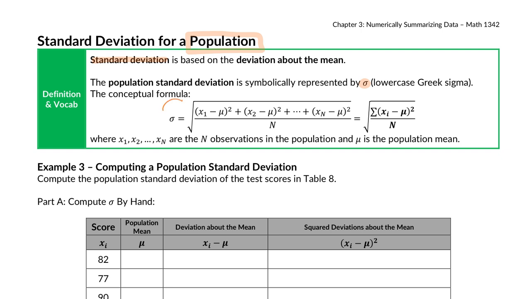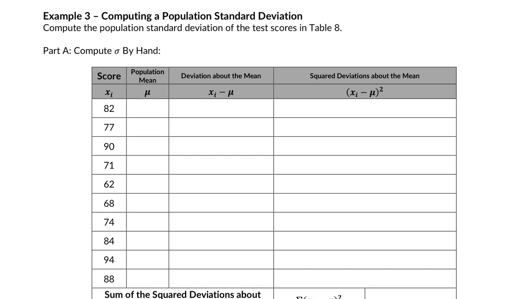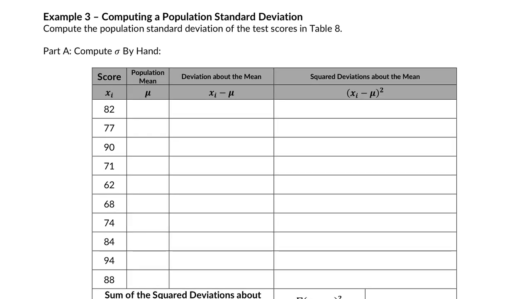And the formula is here, sigma equal to the square root of the sum of the observations minus the mean, squared, divided by n, where n is the number of observations in the population. So let's make a quick point here that we would need to calculate the mean before we do anything with standard deviation. Luckily, we've already done that, and though this looks like a complicated formula, it's really pretty easy to compute. So let's go ahead and compute the population standard deviation of those test scores from Table 8.